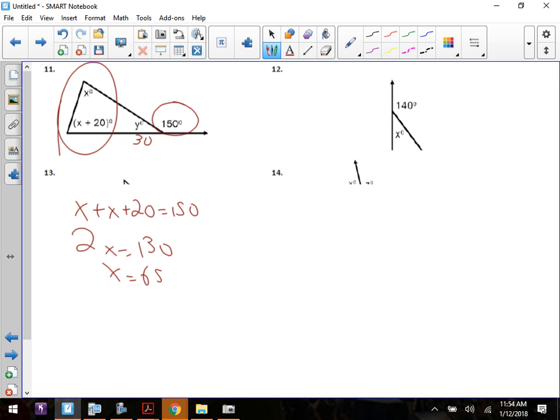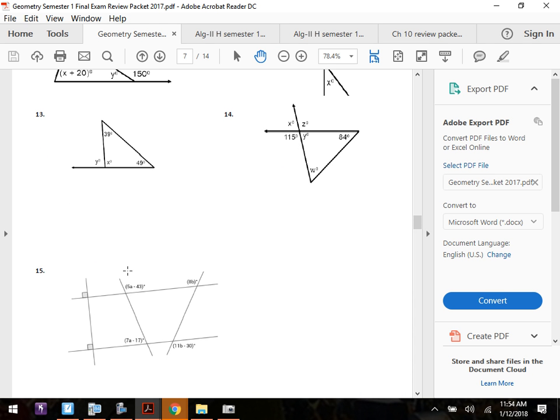So x, and that one's got to be 40. That's easy. 13 again, pretty easy. That value of y has to equal the sum of the two it doesn't touch. So 39 and 49 is what? 88, I believe. So if that's 88, then the value of x has to be 92. Exactly. On 14, you got z has to be 115, x has to be 65, y has to be 65.